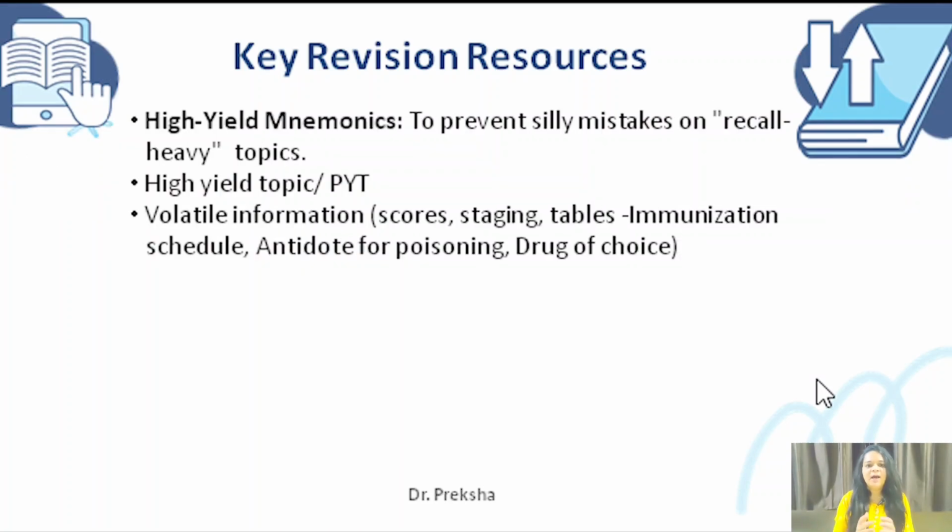Apart from this, high yield mnemonics, you all must have studied some type of mnemonic to prevent silly mistakes on recall heavy topics. So this you have to revise during these last 30 days. High yield topics or previously asked question related areas, which we call PYT, also you have to revise in these 30 days of time. Volatile information which includes scores, staging, tables, immunization schedule, antidotes for poisoning or drug of choice. This type of volatile information also you have to revise.